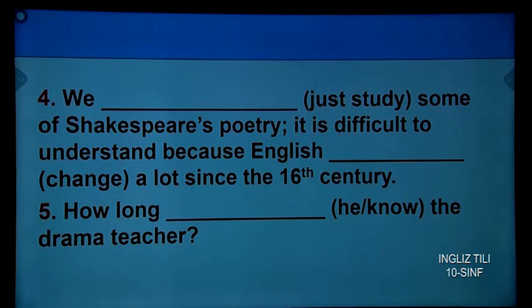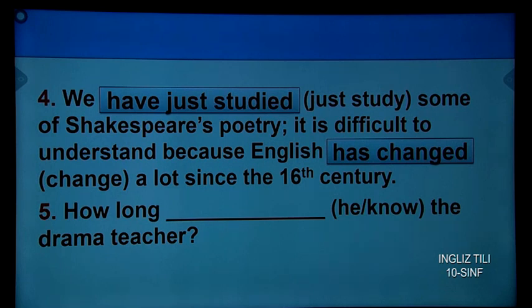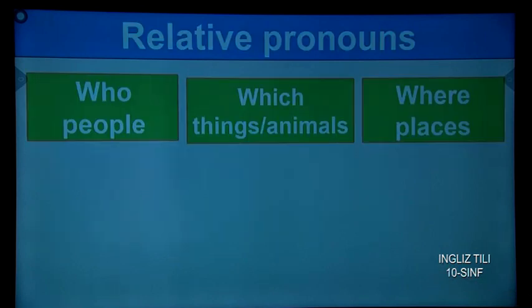Second part, fourth, we just study some of Shakespeare's poetry. It is difficult to understand because English. We have just studied. English has changed a lot since the 16th century. The last one. How long has he known the drama teacher?